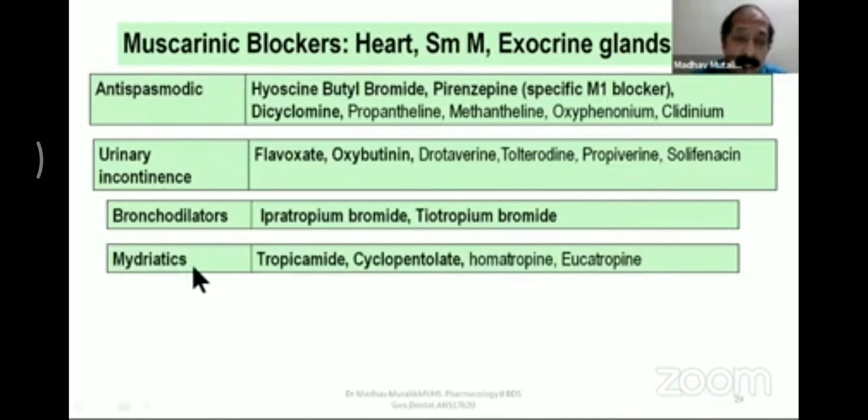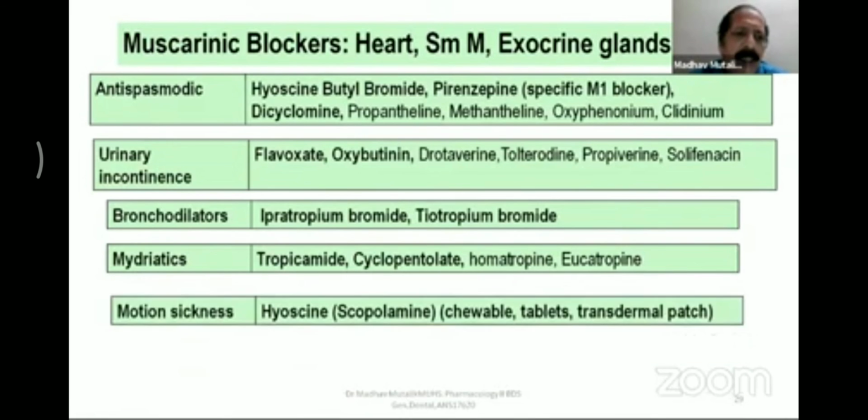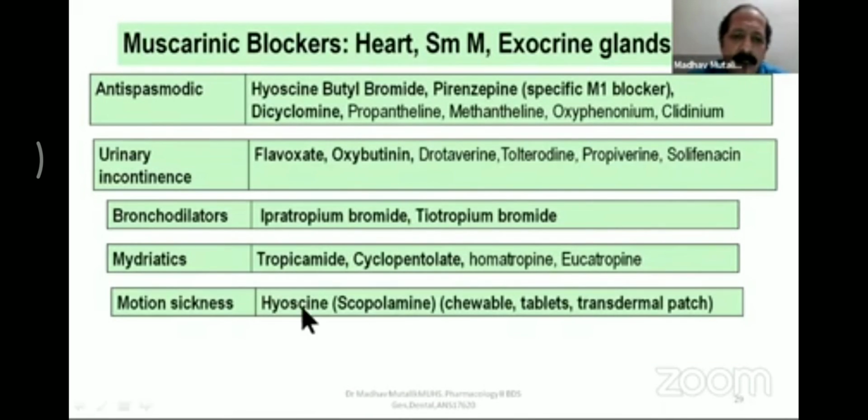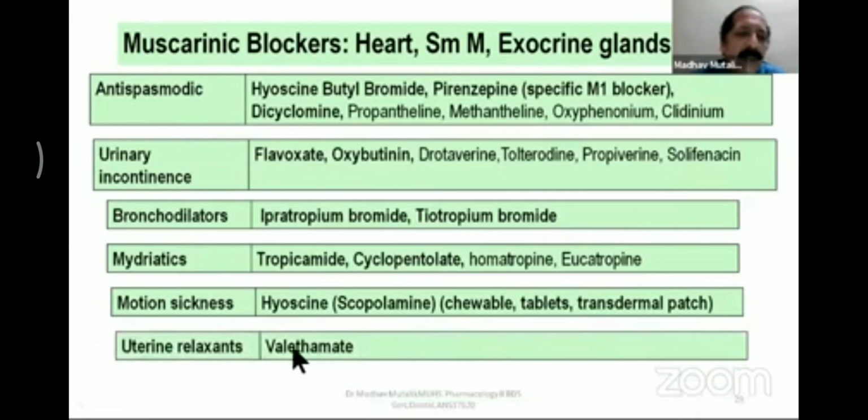Then we have mydriatic drugs which can be put in the eye. The mydriasis and cycloplegia with atropine can last for a very long time, for 5 days and 7 days. So we can use mydriatics like tropicamide and cyclopentolate, which have a shorter duration of action. Then hyoscine or scopolamine is available for motion sickness. It's available as tablets, as chewable tablets, and also as a transdermal patch. And we have a uterine relaxant drug called valethamate.